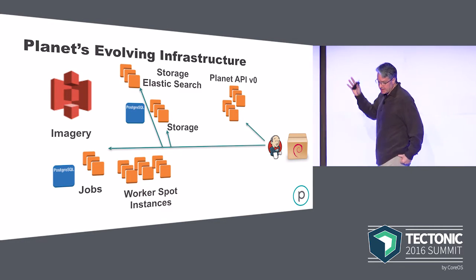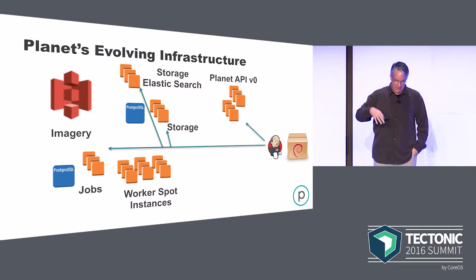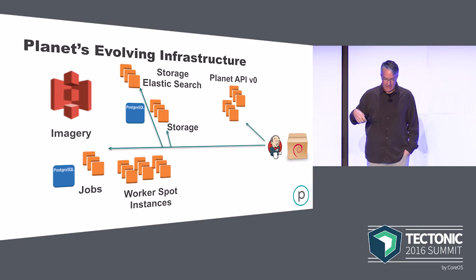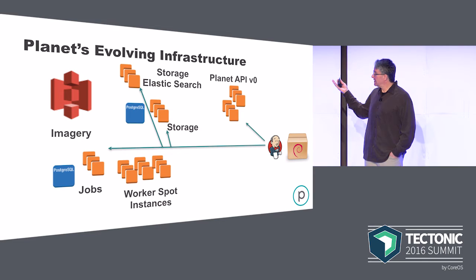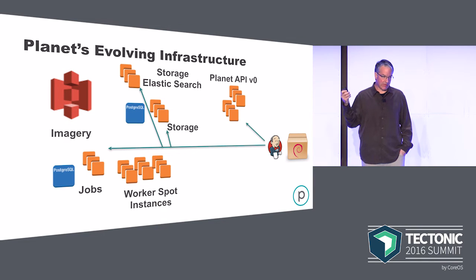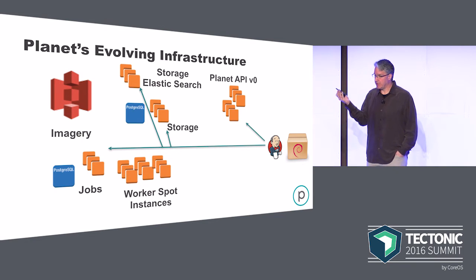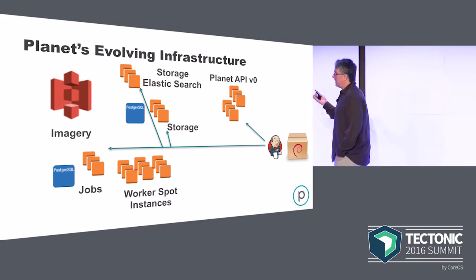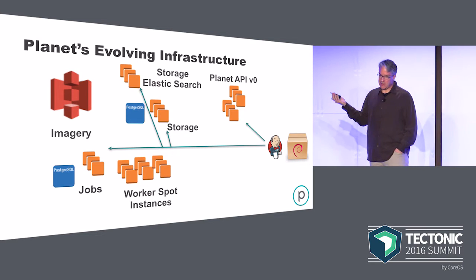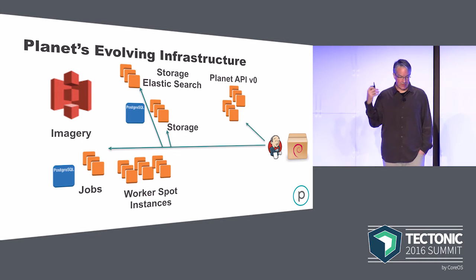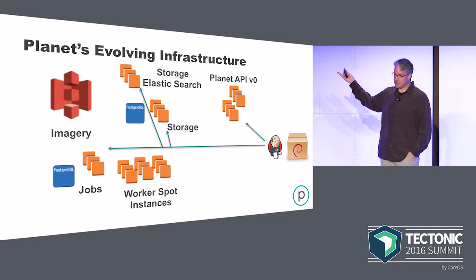So we had our API system, our storage system, our job system, our worker instances, everything backed by Postgres. For us, the reason for Postgres is that all of this data has geospatial elements, and there are very good geospatial extensions to Postgres as a data store. So it works well for the geospatial. It's somewhat limiting for some of the other things that I'll talk about in a minute. And then we have all of our imagery just sitting in S3.